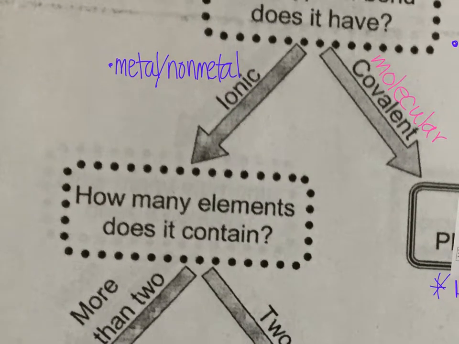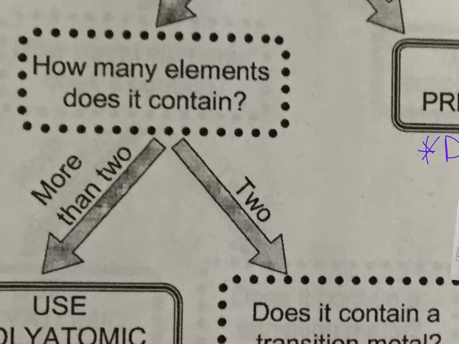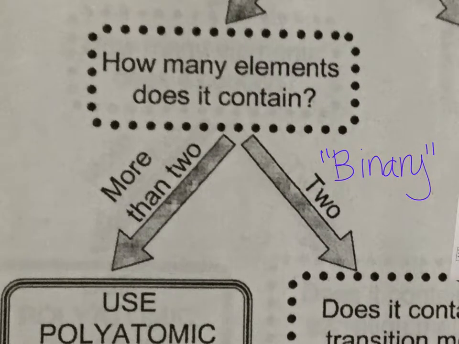I'm so sorry. Okay, so if we have a metal with a non-metal, okay, we know that we're dealing with ionic, and so how many elements does it contain? You can either have 2, which is what you guys have been studying. When it has 2, that's called a binary compound. Okay, and we're going to use binary again later when we do acids. Okay, so you can either have binary or you can have more than 2, and those guys are called ternary.